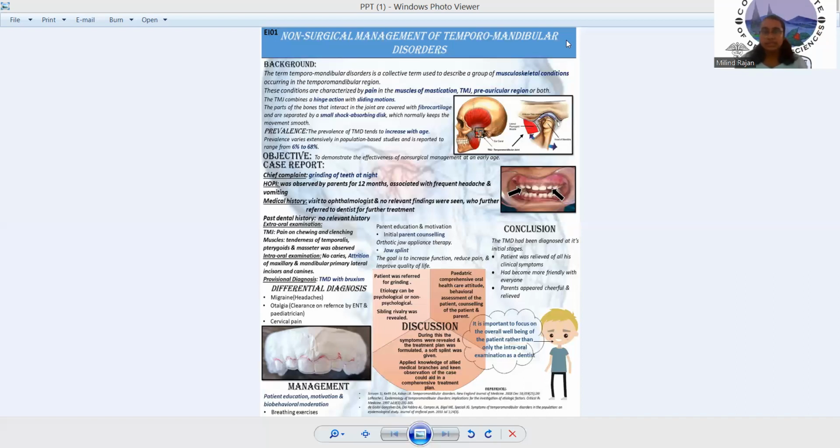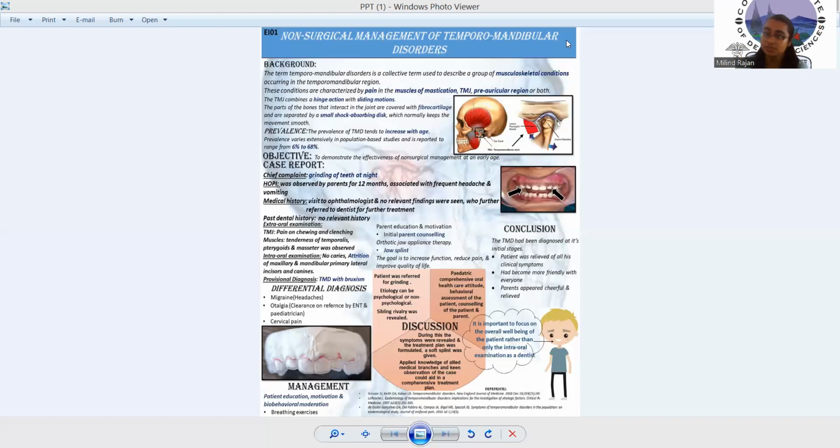As I discuss this case, this patient was referred to us with grinding at night. The etiology for grinding or bruxism can be psychological or non-psychological in nature. Looking at the psychological aspects, through the counseling sessions we found out that there was sibling rivalry. It was the pediatric comprehensive oral healthcare attitude, behavioral assessment, and counseling of the patient and the parent that played a very pivotal role in helping us go ahead in this case.